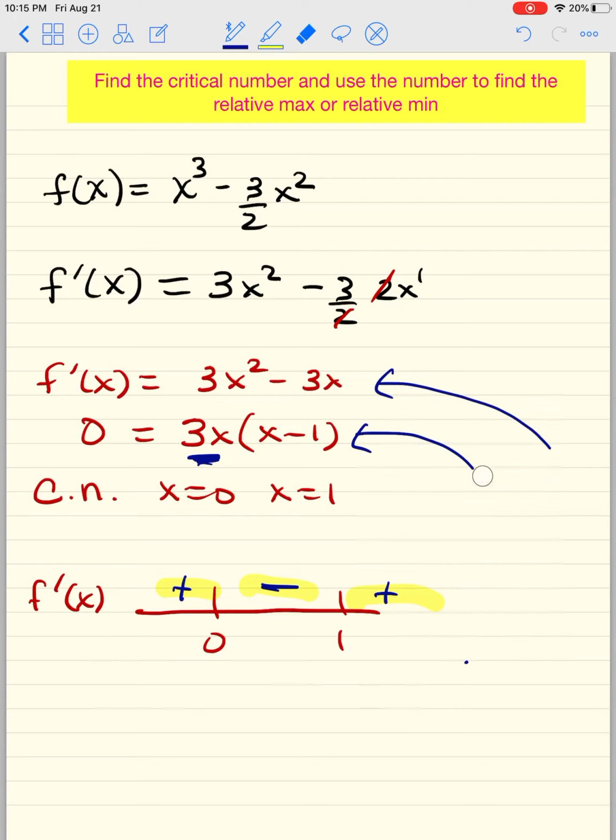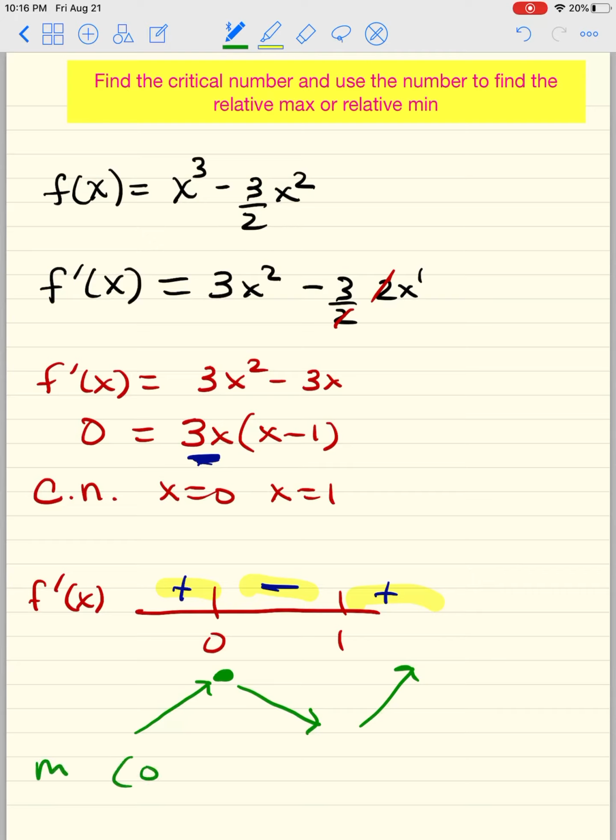Well, f prime is the derivative, and it tells you about the slope of the function. So here, all the way from -infinity to 0, I'm increasing. Then from 0 to 1, I'm decreasing. Then I'm increasing. So I have a maximum. I have what we call a relative max at 0 something. And I have a minimum. Remember, I'm coming down and then up. I have a minimum at 1 comma something.